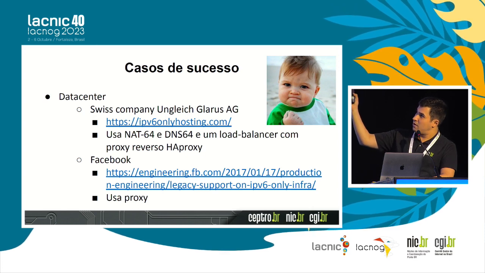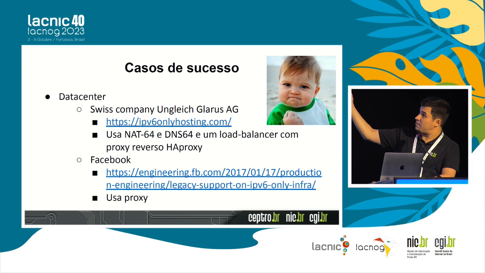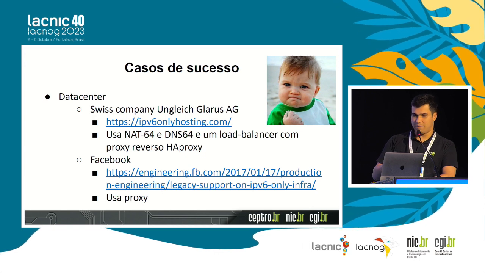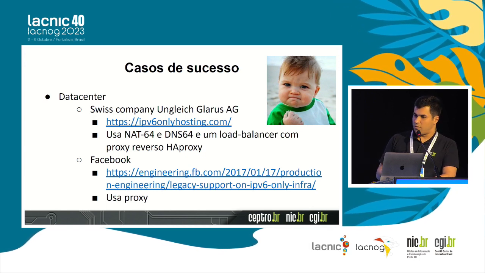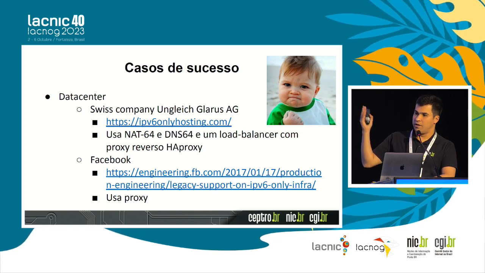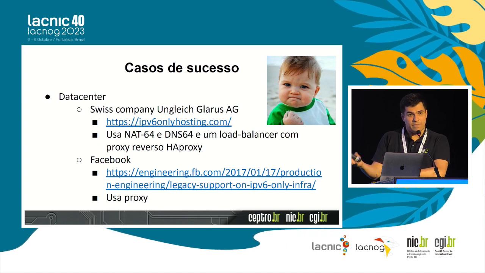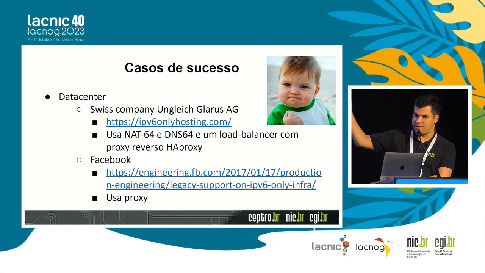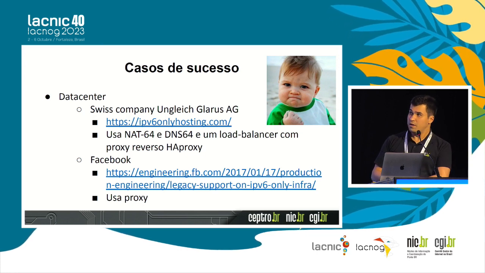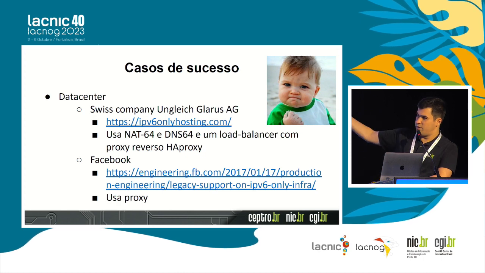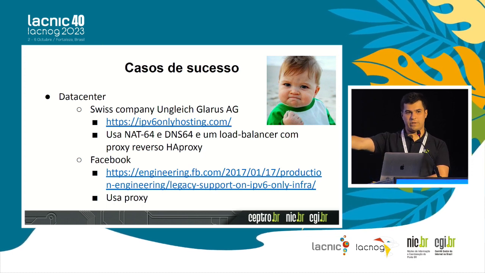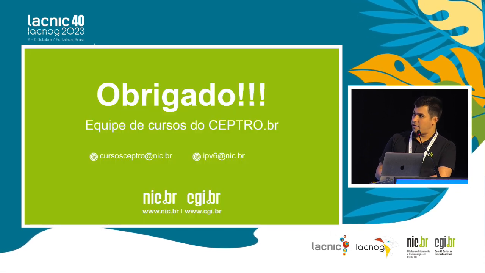Let me refer to some success cases of data centers. We have IPv6 only that use NAT64 and DNS64 and a load balancer with reverse proxy, which is HAProxy. So it's good to see when reverse proxies have been used as load balancers, and they give a discount to those who have IPv6 only because they're saving on IPv4 addresses. So if you have a service hosted with them, you can do IPv6 only hosting using transition techniques, and it is cheaper. And even Facebook has a case that is quite old. It's from 2017, and they're working with reverse proxies. So there are people who are already at the third stage. It's not the future, but we're on our way.